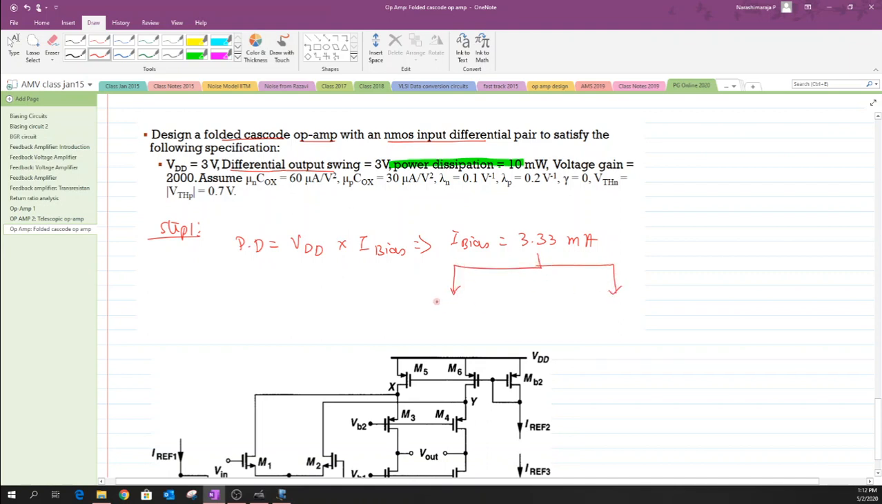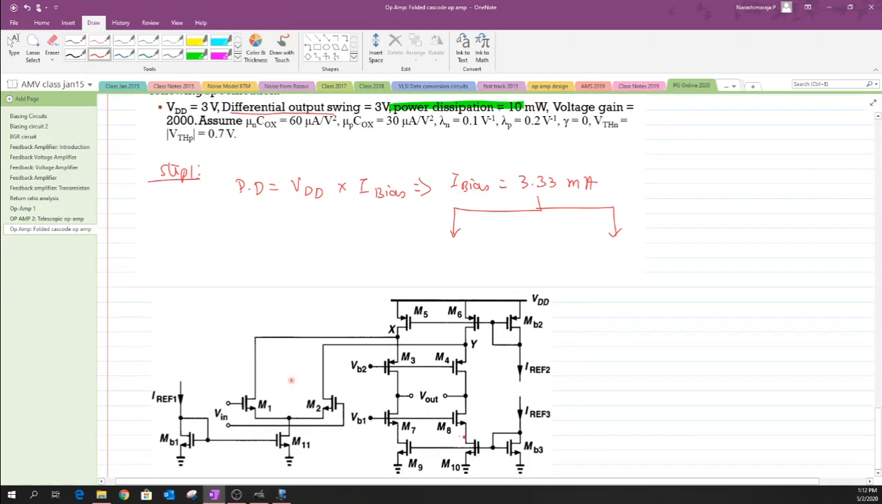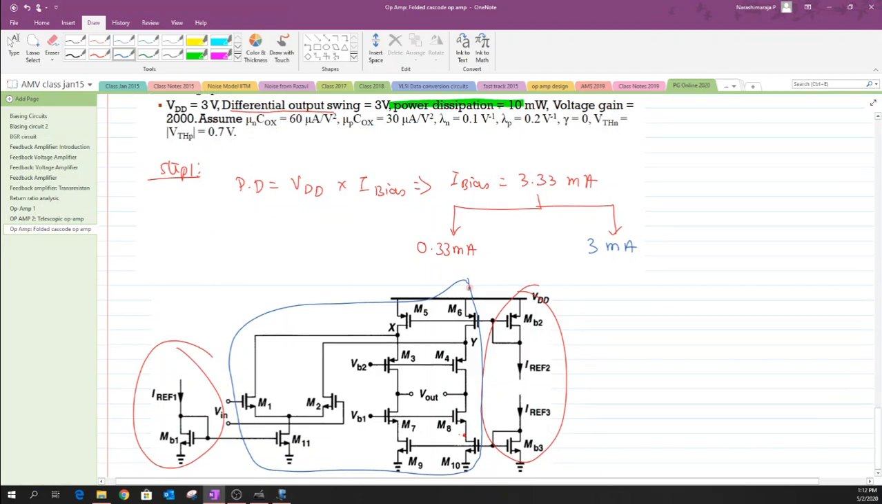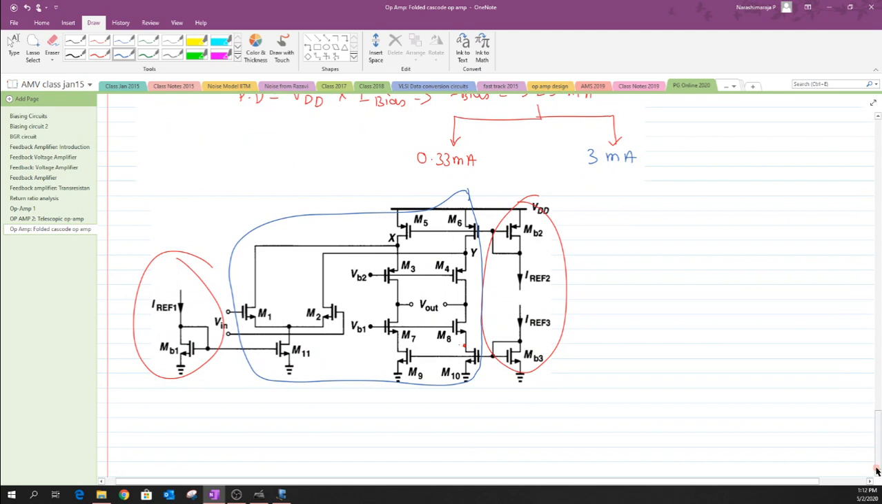One could split this bias current of 3.33 milliamperes into two parts. One is for fixing the reference current sources for these structures, and we dedicate 0.33 milliamperes to that, and the remaining 3 milliamperes we dedicate to this folded cascode structure. Hope you are clear with this, and now we'll move on to the next step, where we fix the value of VOV in order to evaluate the W by L factors.